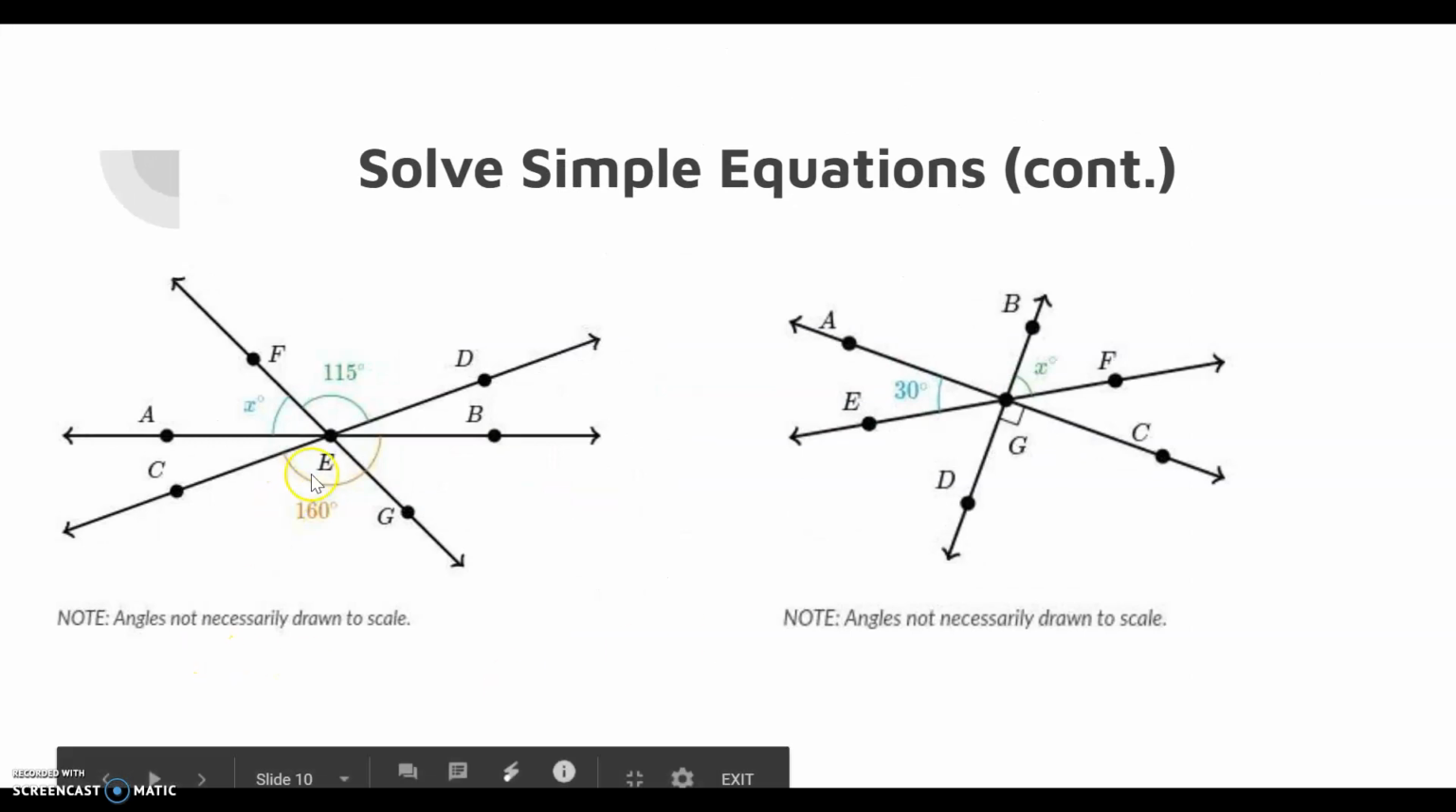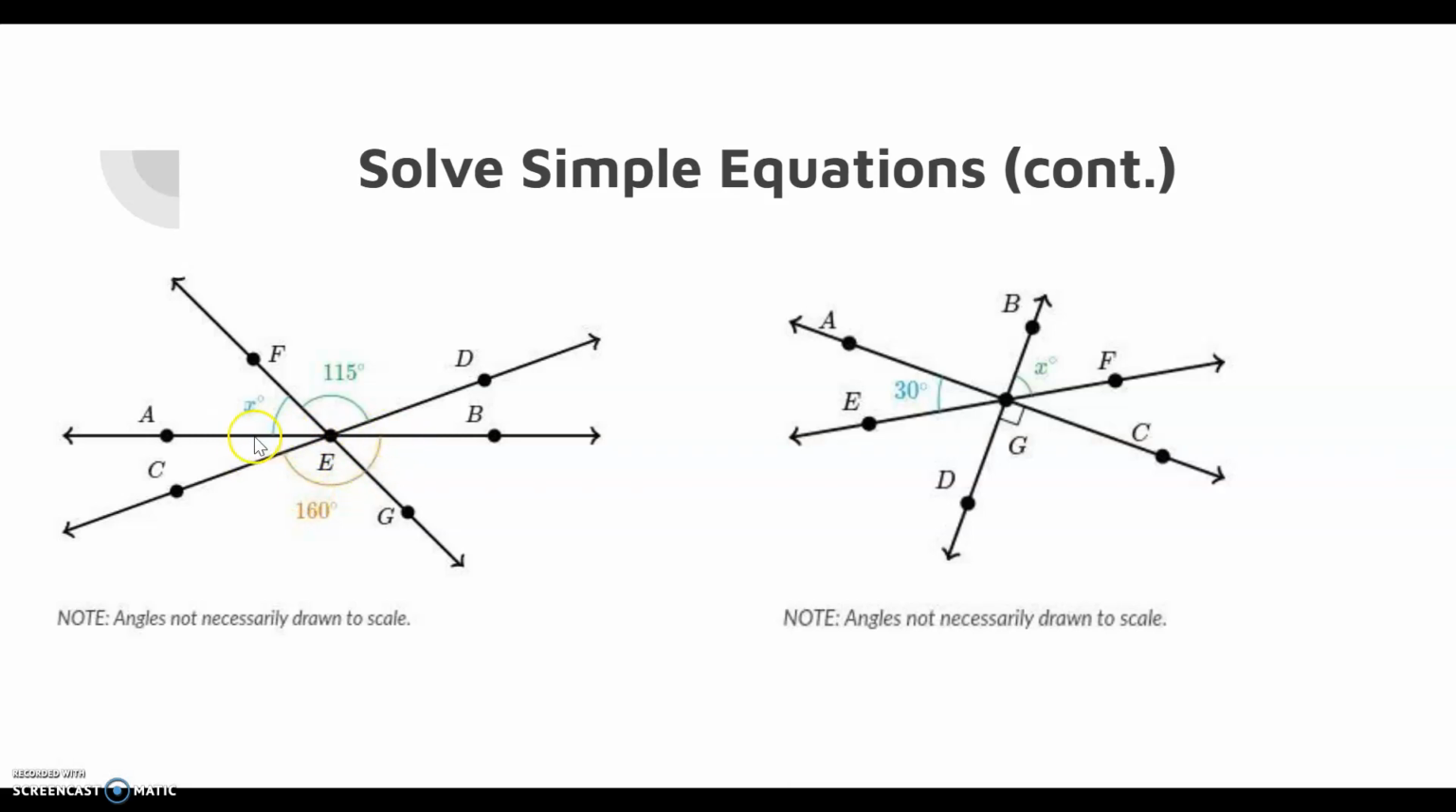Okay, so for this one, we know that this is a 180 line, and this already gives us 160, so we know that this is 20 to make this a 180. And if this is 20, then the vertical angle across from it would be 20. That gives us this angle, which is again 20 plus 115, and that gives us our x as 45.